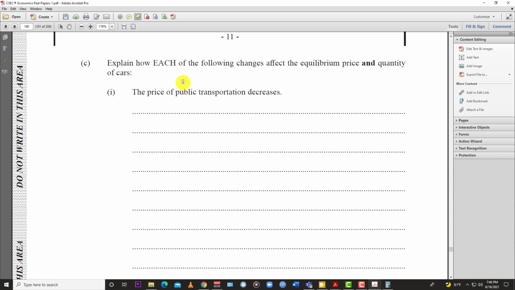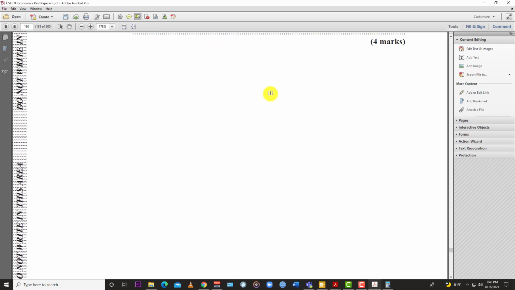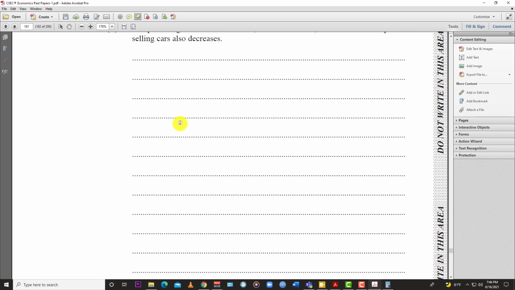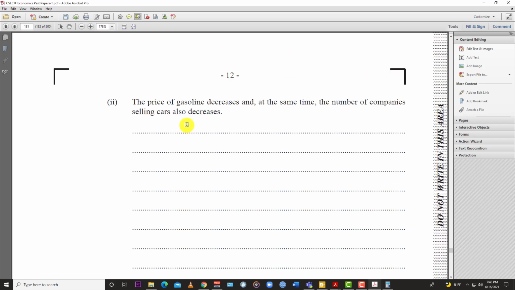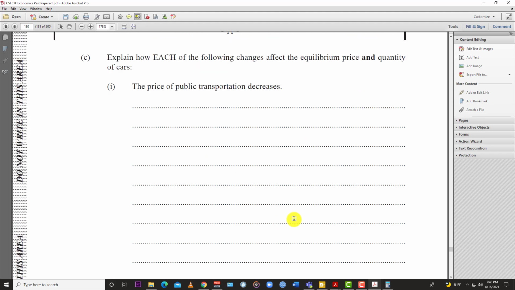Explain how each of the following changes affect the equilibrium price and quantity of cars. So how each of the following changes affect the equilibrium price and the equilibrium quantity of cars. We have the price of public transportation decreases, and then we have the price of gasoline decreases, and at the same time the number of companies selling cars also decreases. You have to answer those two, 4 marks each. So let's say explain how each. Okay, good. So let's go.